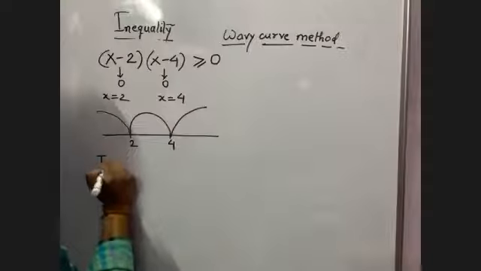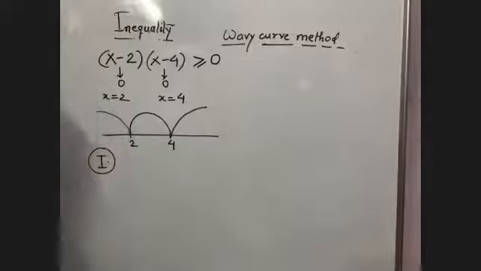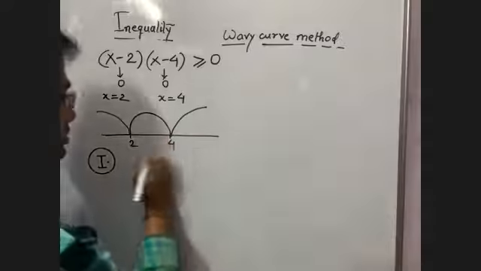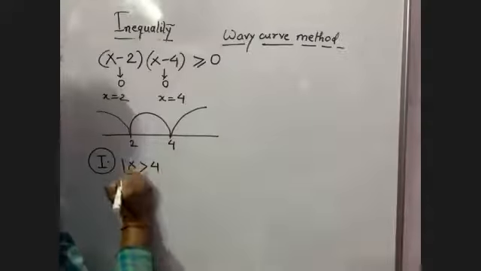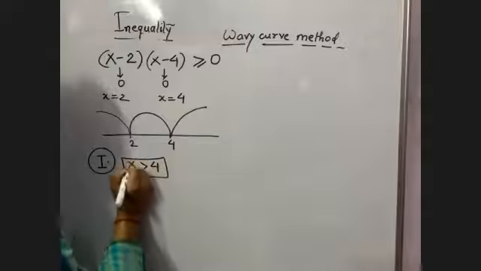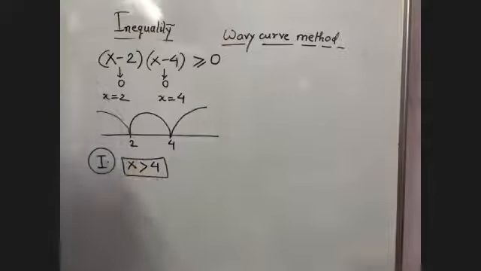The first part I'm taking is when x is greater than 4. First region, when x is greater than 4. Now, beta, look at this.